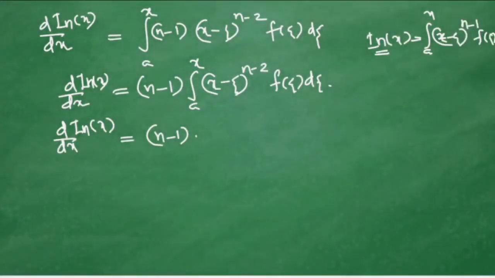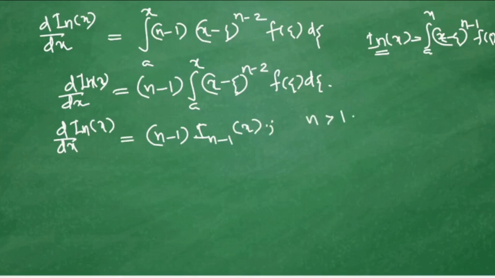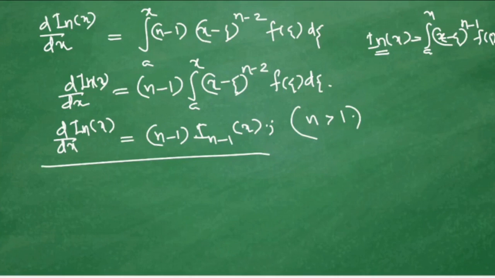Okay. So here the power is n minus 2. So this can be represented as I n minus 1 of x. So n minus 1 into I n minus 1 of x, provided n is greater than 1. So if n is greater than 1, d In of x by dx, the derivative of In of x, is equal to n minus 1 into I n minus 1 of x.